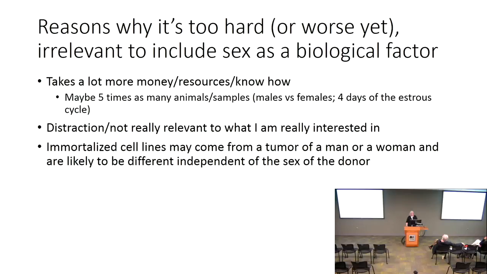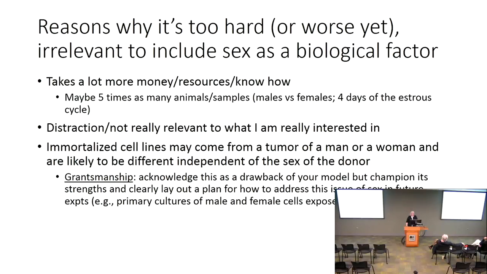So that becomes difficult. And so my recommendation there is, of course, you use good grantsmanship and you acknowledge right off the bat, you don't try to hide this fact, that this is a drawback of your model, and you absolutely champion its strengths, the history of the model and what has been learned, and clearly lay out a plan for how to address this issue of sex in future experiments by considering going to primary culture or something like that, right?